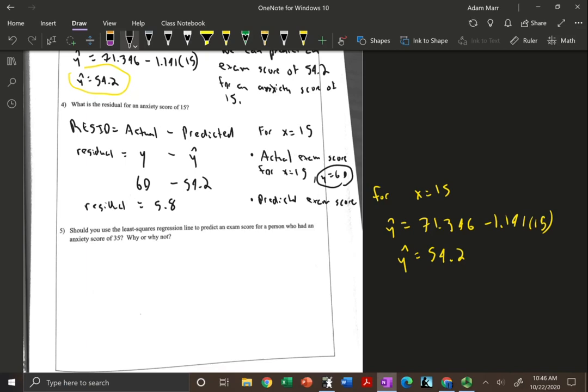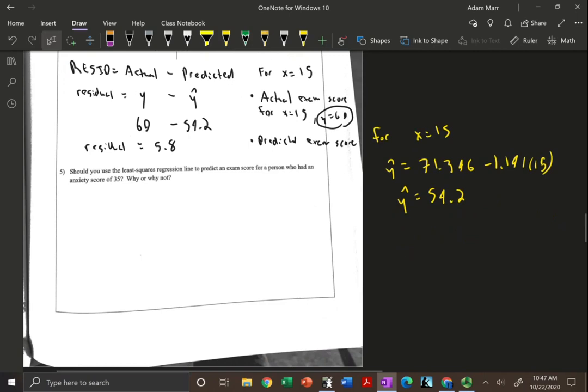Now, this did not say to interpret, but if we did actually work on interpret, it's actually pretty easy. We can see right here the difference in the actual exam score and the predicted exam score of a student who has an anxiety score of 15 is 5.8 points. Simple as that. Now, it didn't say to interpret it, but if it is, it's pretty easy. You can just look at the equation and do it, right?